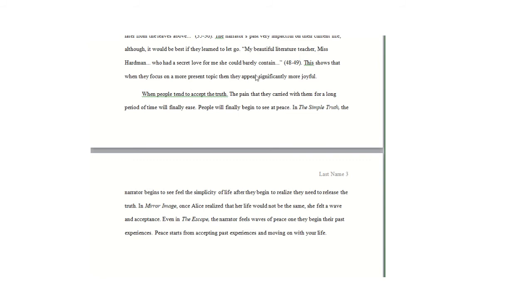I'm not 100% sure it does. "When people tend to accept the truth," that's not even a full sentence. And this green line is telling you it's not a full sentence. There's a problem here, right? It's telling you, so pay attention to whatever word in the Word document, whatever it underlines in blue or red or green. "The pain that they carried with them for a long period of time will finally ease."